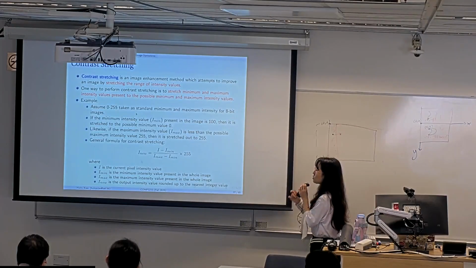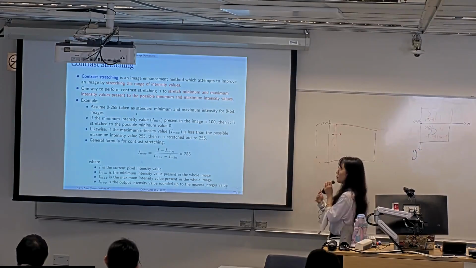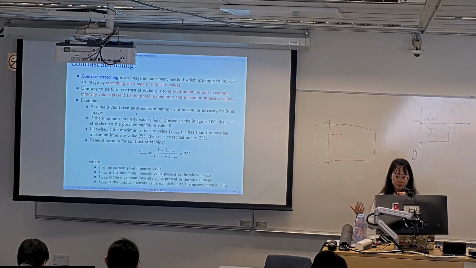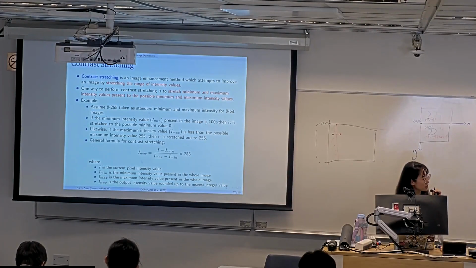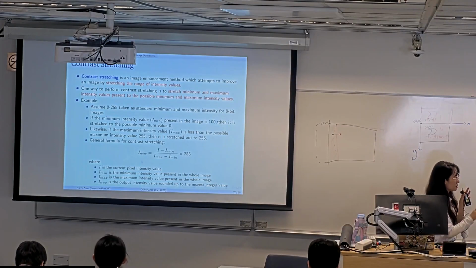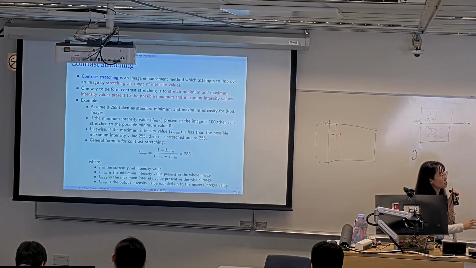Suppose 0 to 255, this is the legal range, the standard minimum and maximum intensity for 8-bit images. However, in your input image, it's not necessary to have this range, right? You will have a sub-range in this range. That means in your image, possibly the minimum intensity value is a relatively large value, for example 100. In your whole image, the minimum value is just 100. It never reaches a value below 100, so it cannot access the values from 0 to 99.